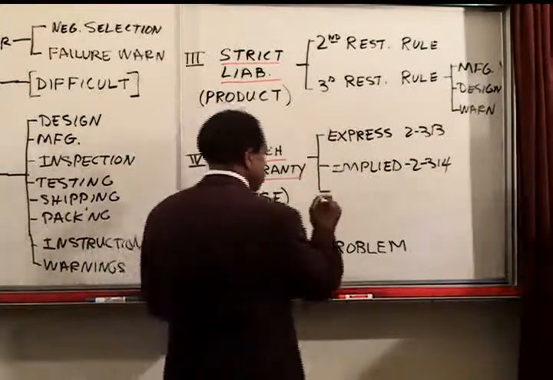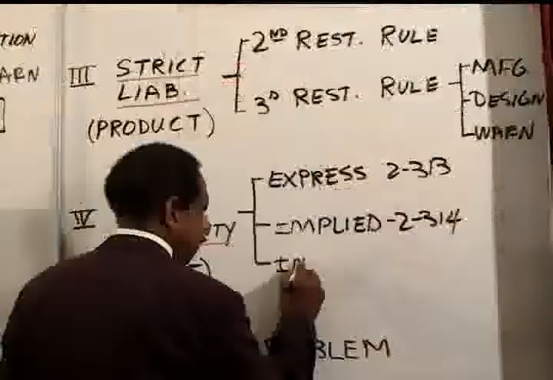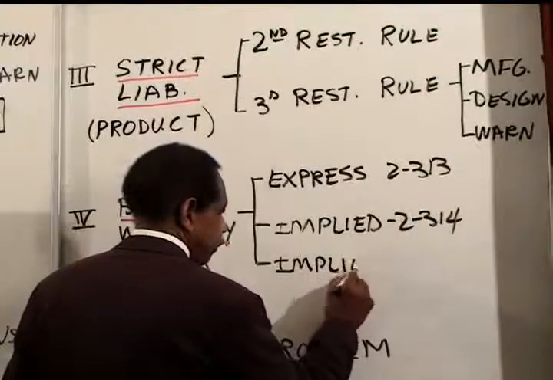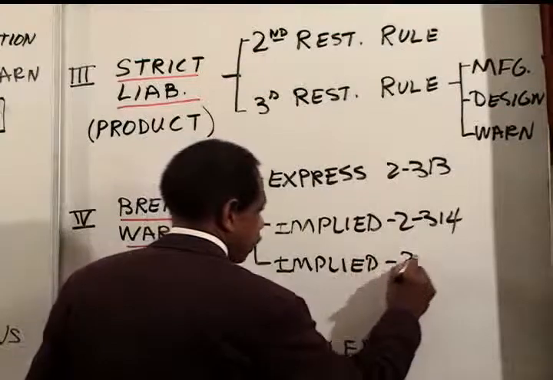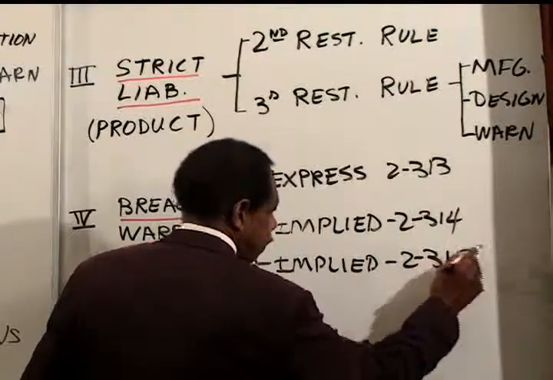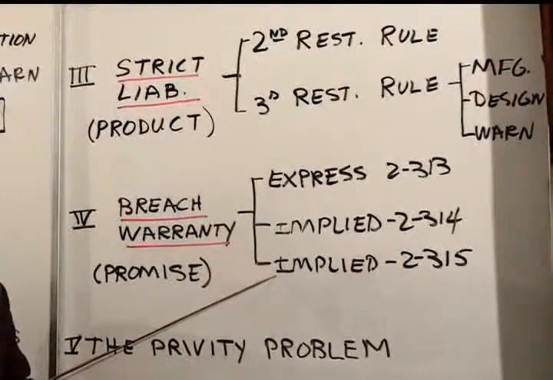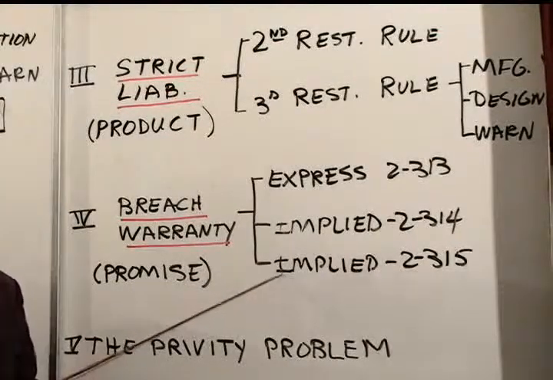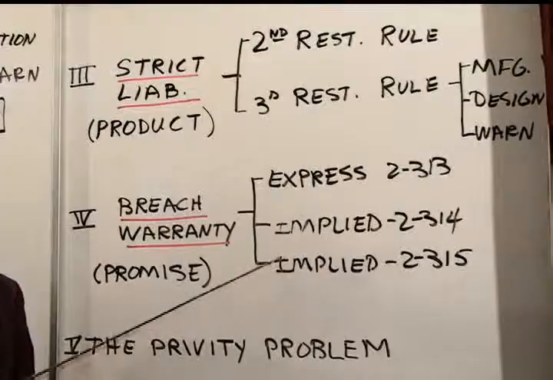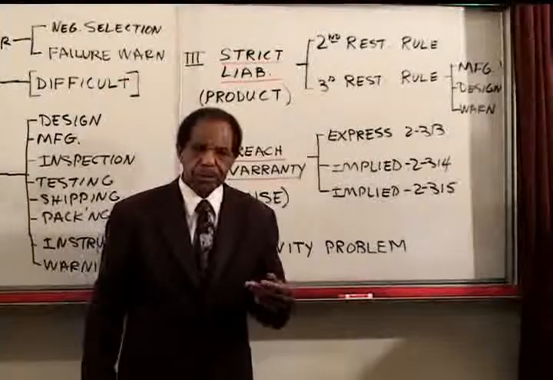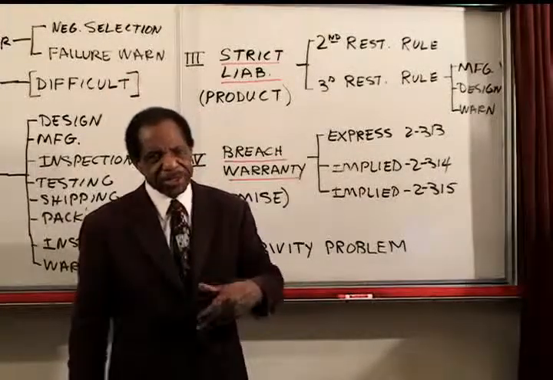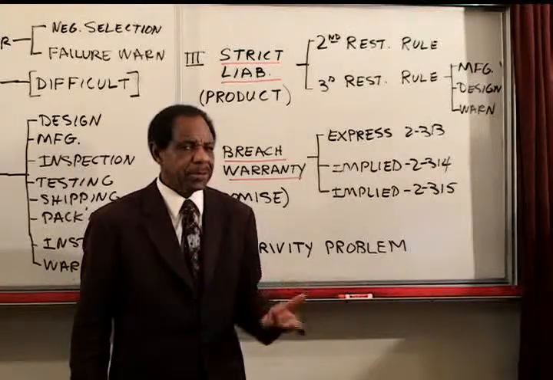And finally, there is the implied warranty at 2-315. This is the one saying that the product is fit for a particular purpose. In this case, the seller, the commercial seller, needs to represent to the buyer that this product is fit for the purpose that they say they want to use it for.